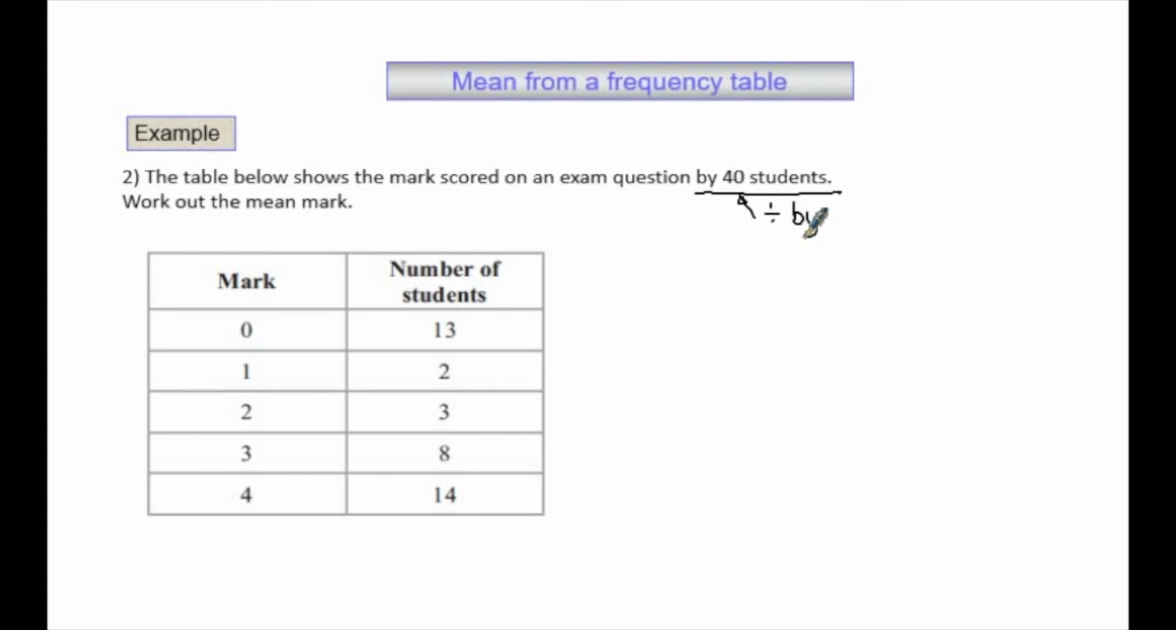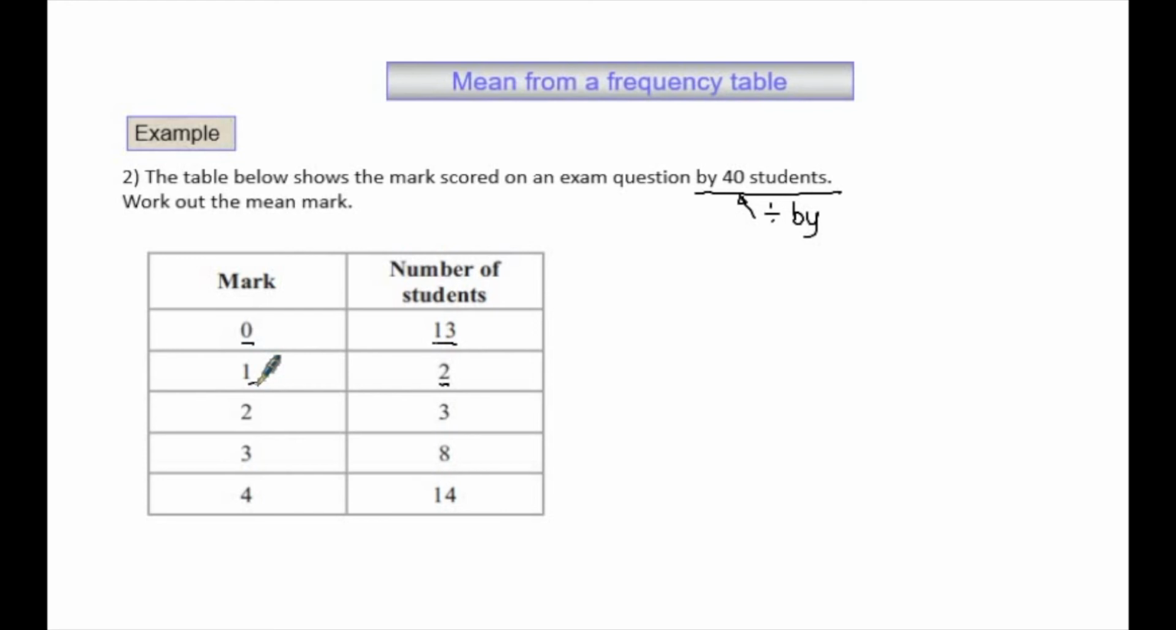So again, think about what we said last time. This table explains that 13 students got a mark of 0 on this question. So there were no marks gained there. 2 students got 1 mark on that question. So altogether, combining those 2 students is a total of 2 marks. So if you remember, what we did last time is we multiplied out each row one at a time.